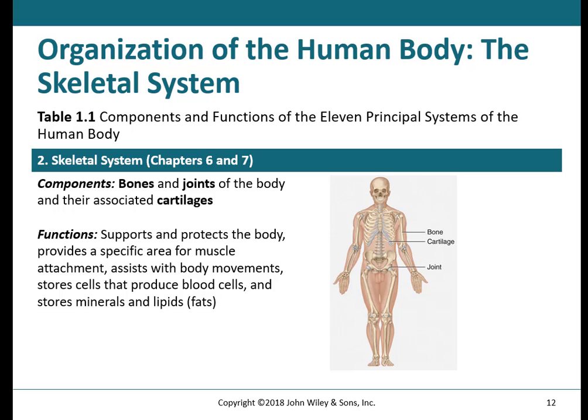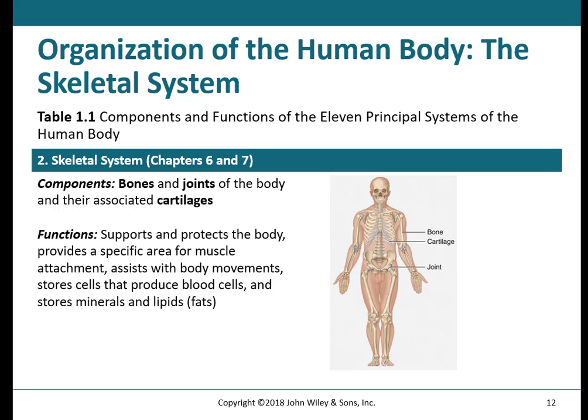It doesn't do the movement itself, but it gives an area for the muscles to attach so that when the muscles contract, they pull the bones with them to provide movement, like a lever system. If we didn't have bones there and the muscles contracted, you'd be flopping around like an octopus or like one of those little air inflatable men at the car dealership.